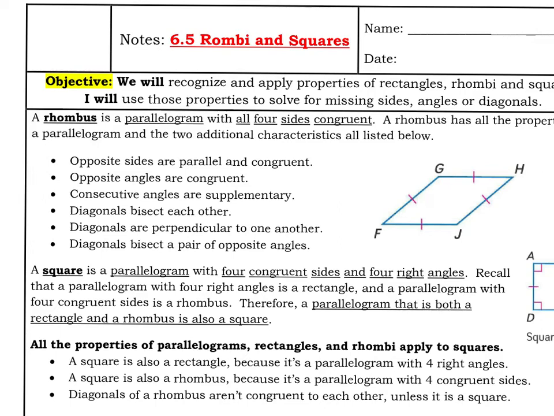Hey everybody, welcome to the 6.5 notes titled Rhombi and Squares. Rhombi is plural for rhombus, and at the top of the notes I'm going to go over the definition of a rhombus. So a rhombus is a parallelogram with all four sides congruent. So normally when we think of four sides congruent, we think of a square, and a square is actually a special type of a rhombus, but you can have four sides being the same thing and not be a square.